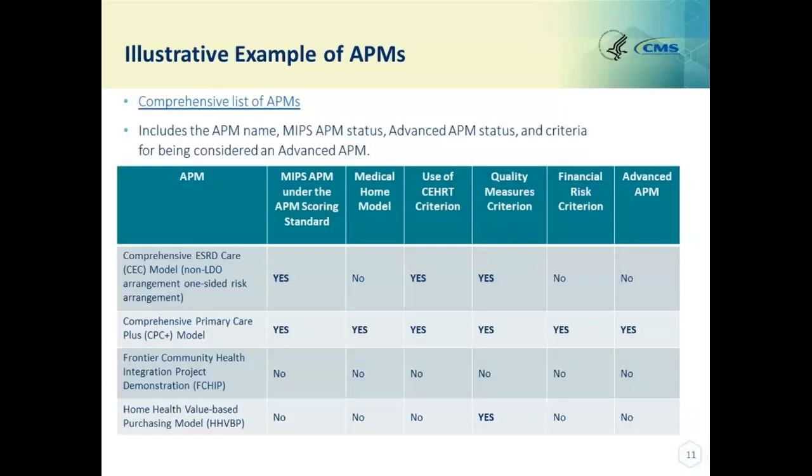So just sticking with this slide very quickly, if you go to the second line there that says Comprehensive Primary Care Plus, or CPC Plus model, you'll note that it is a MIPS APM under the APM scoring standard, which means participants get the benefit of the APM scoring standard. It is considered a medical home model. It does require use of CEHRT criterion. It does require quality measures criterion, and it does fit the financial risk criterion. And because it fits the 4 categories, then it is considered an advanced APM. And when we talk about the categories, you'll learn a little bit more about that later. Next slide, please.